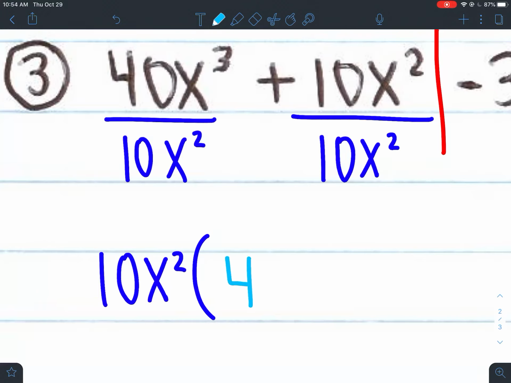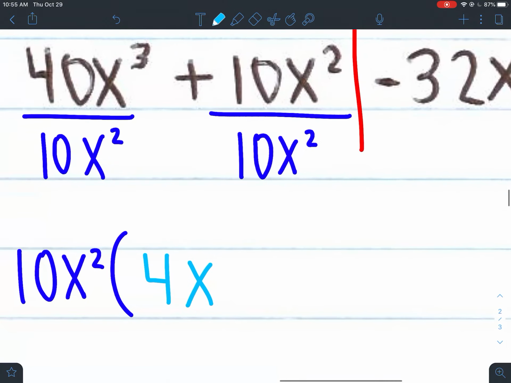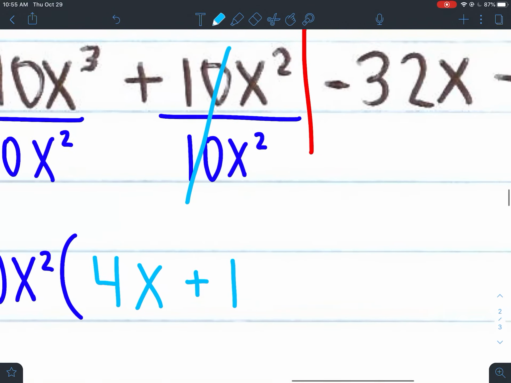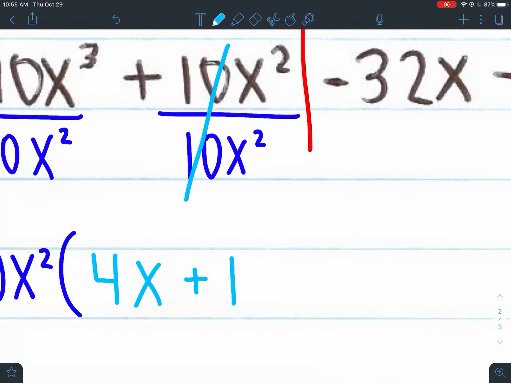Remember, we're dividing. X cubed divided by x squared. I have 3 x's, I take away 2, I have 1 left. 10 divided by 10 is going to cancel and give me positive 1. X squared divided by x squared, well, I have 2 x's and I take away 2 x's. I have no x's left. So I close my group.